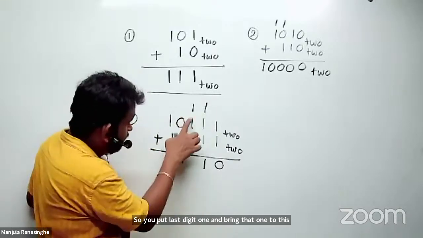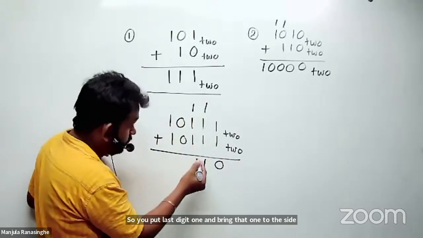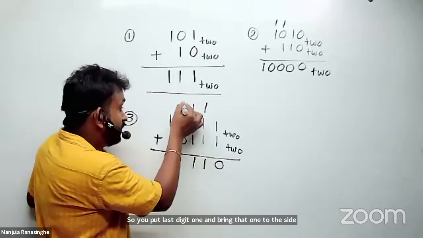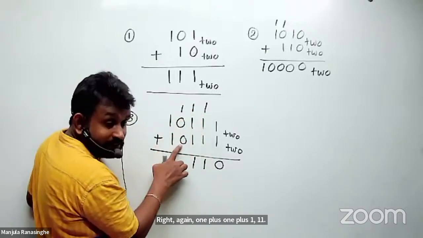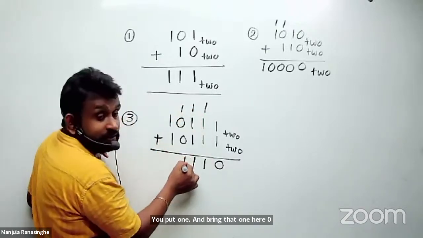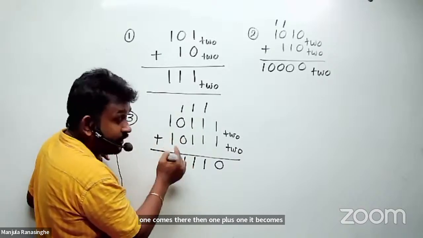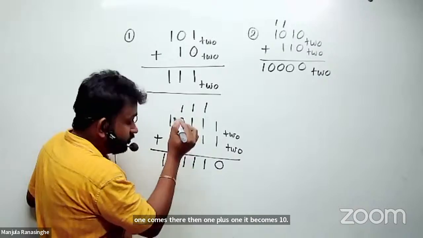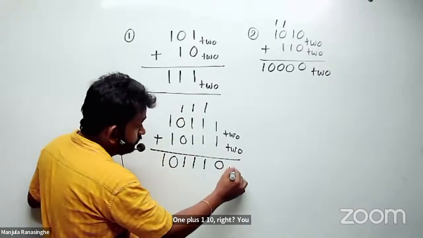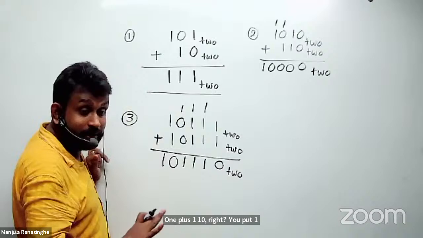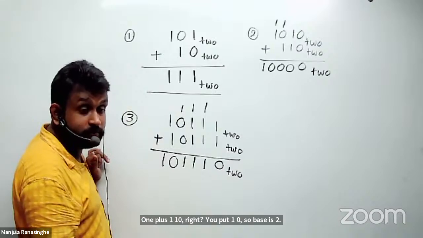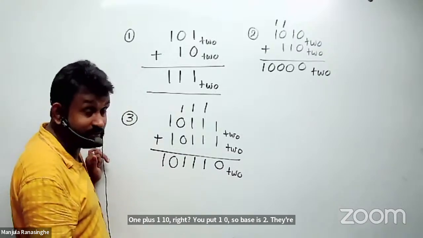Again 1 plus 1 plus 1, 11. You put 1 and bring that 1. Here 0, nothing there, so 1 comes there. Then 1 plus 1, it becomes 10. You put 1, 0. So the base is 2. If there are any doubts you can ask. Don't be shy or afraid. This is your class.